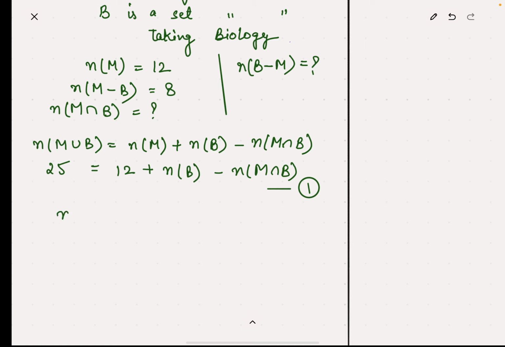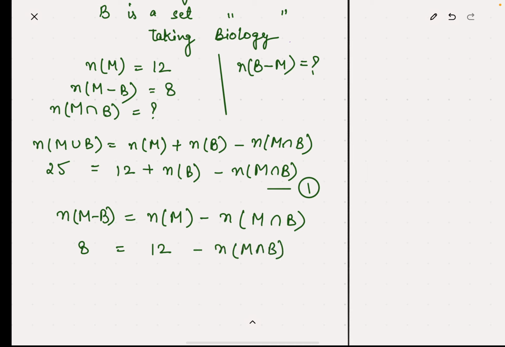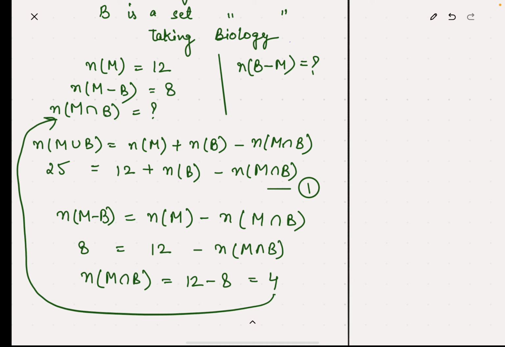Let's start with n(M minus B). n(M minus B) equals n(M) minus n(M intersection B). Here we know M minus B is 8, n(M) is 12, minus n(M intersection B). So the result will be n(M intersection B) is 12 minus 8. So the answer for the intersection is 4. So we got our first part answer.